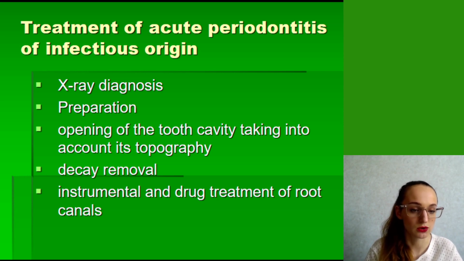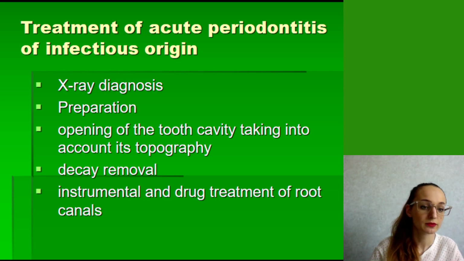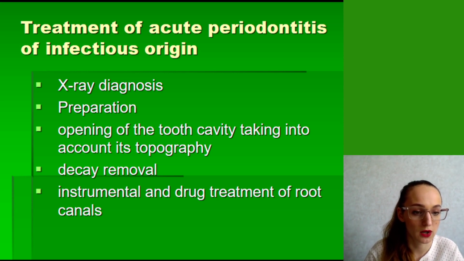And you can use irrigation, or you can use two different types of acid. It is citric acid 40%, or you can use ethylenediaminetetraacetic acid, EDTA, in the range of 15 to 17%. So you can use sodium hypochlorite from 1% to 5.25% for organic tissues, and acid you can use for non-organic tissues.